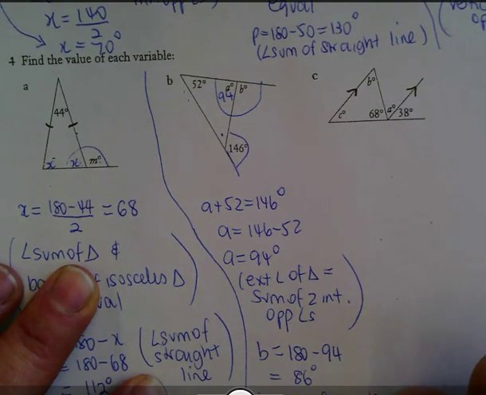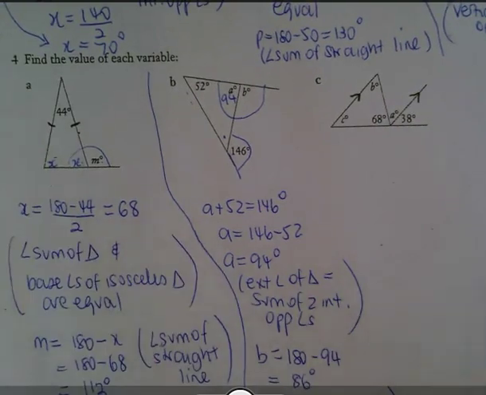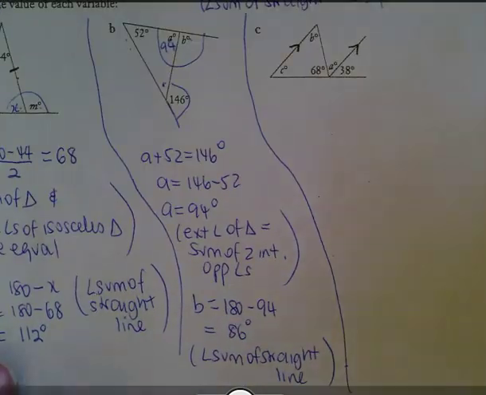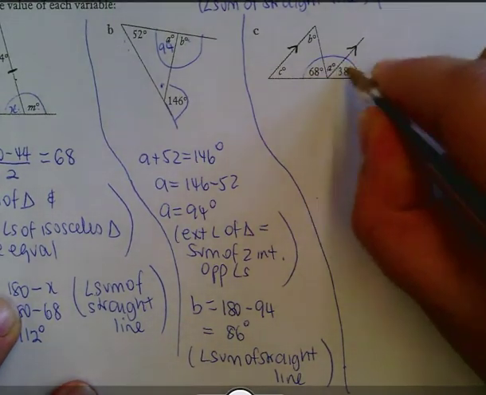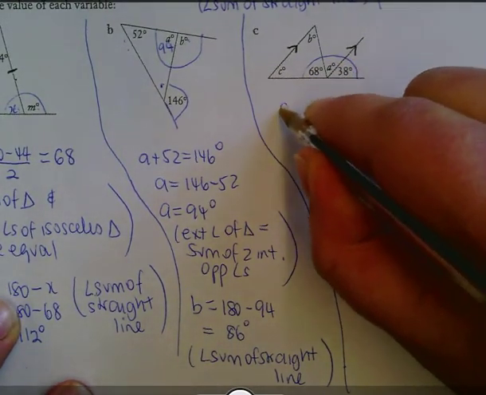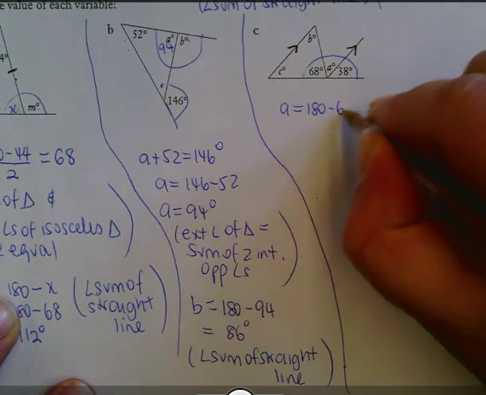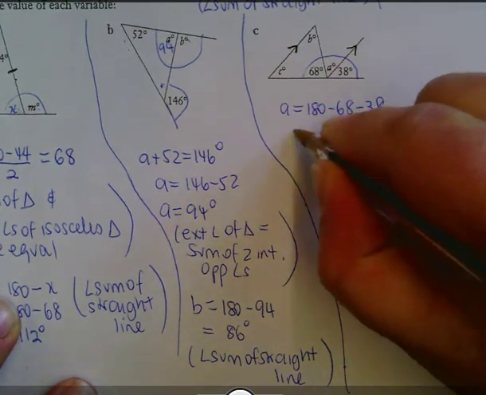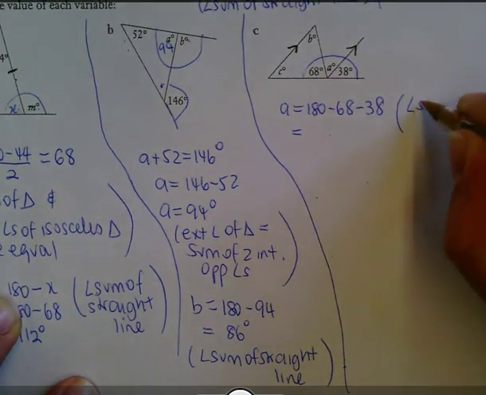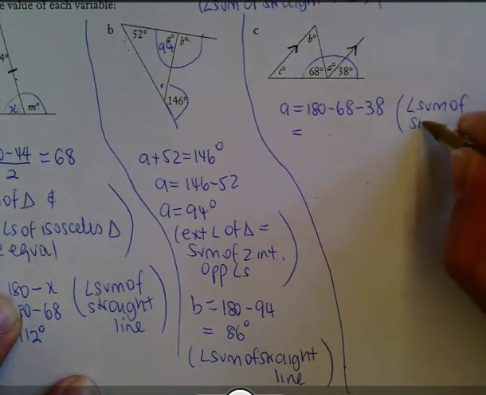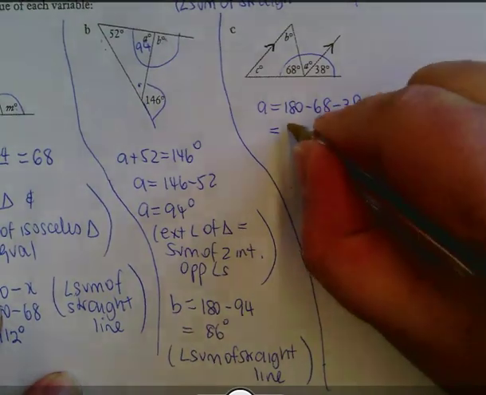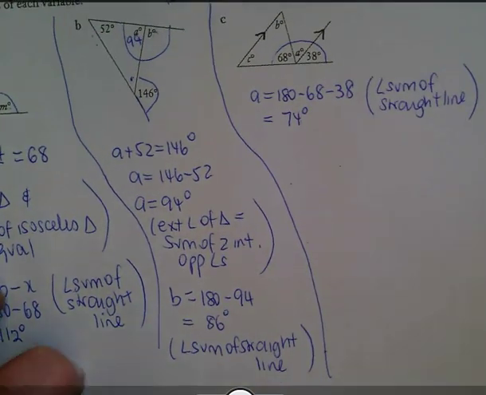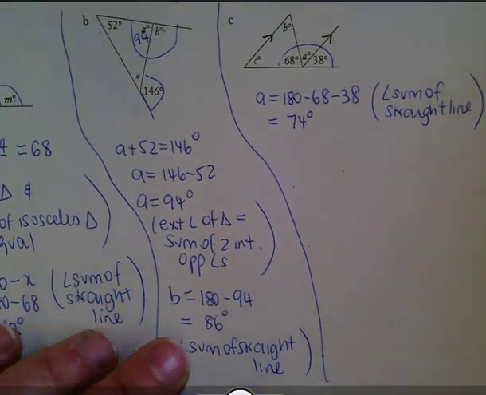Miss, what's the reason if you did 52 plus 34? So girls, look, I've got that, yes, A makes a straight line with 68 and 38. So A is 180 minus the other two, minus 68 minus 38, which is? 74. Good. So angle sum of straight line. Always see how straight lines are really very handy, girls. We're very good at recognizing those now.